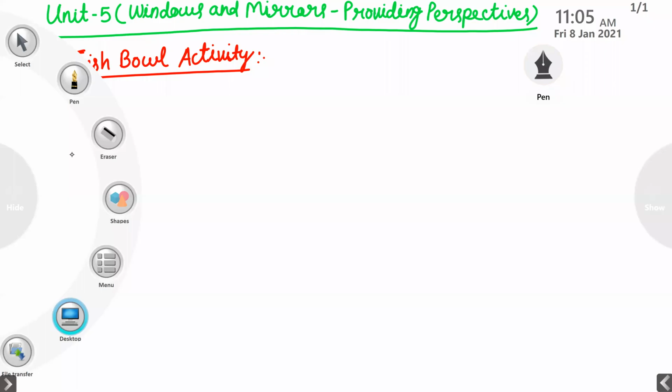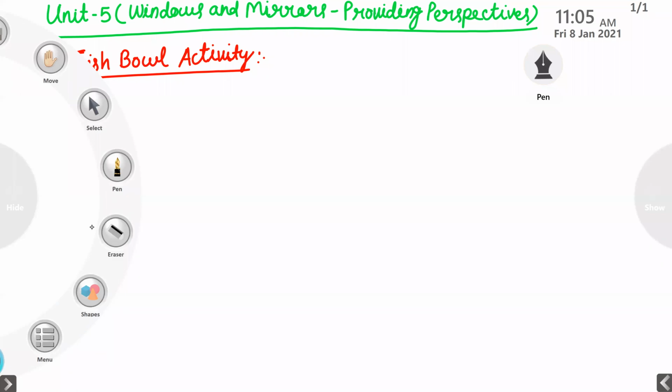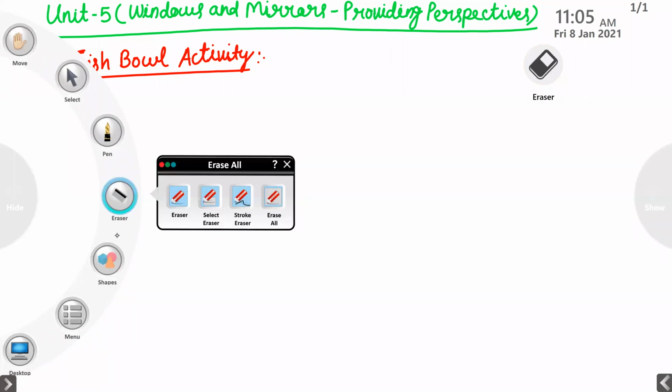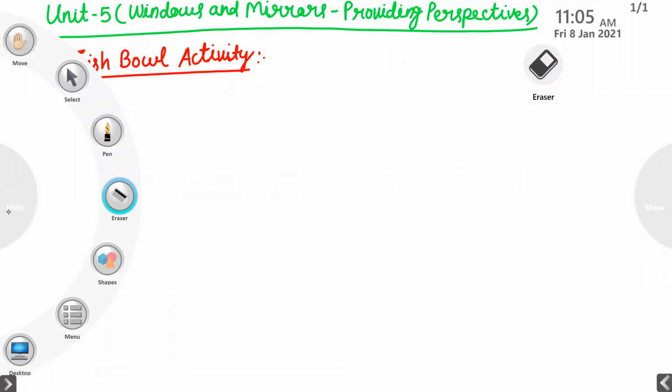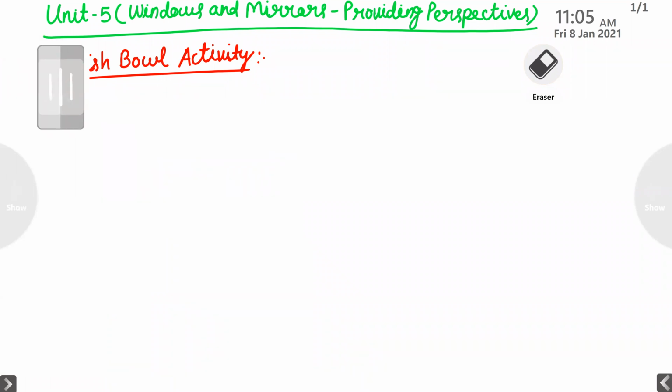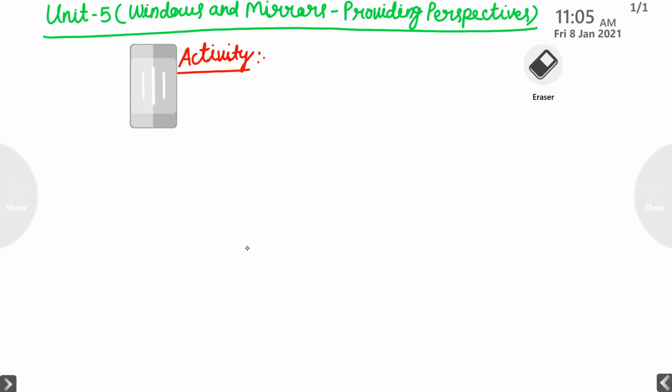The title of Unit 5, Windows and Mirror, Providing Perspectives. I hope students you have enjoyed this fishbowl activity. With the help of this activity, we learned about quadrilateral family. In the previous class, I had explained finding the unknown values by using the properties of quadrilaterals. Today we are going to solve some more questions.